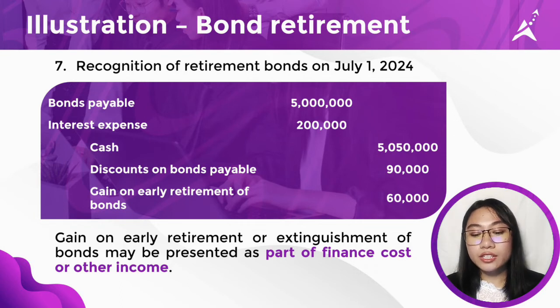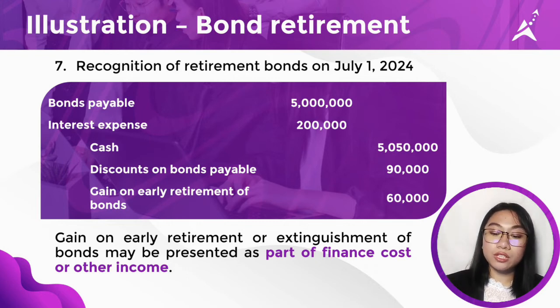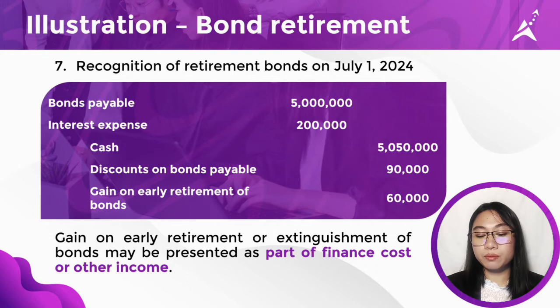And lastly, the gain on early retirement of bonds, which is nandun sa step 6 na ginawa natin, which is 60,000. Ayan. So, ang gain on early retirement or extinguishment of bonds may be represented as part of finance cost or other income. So, pagdating niyan sa presentation niya sa balance sheet or sa ating statement of accounts, ang nangyayari ay nagiging part siya ng finance cost or other income.